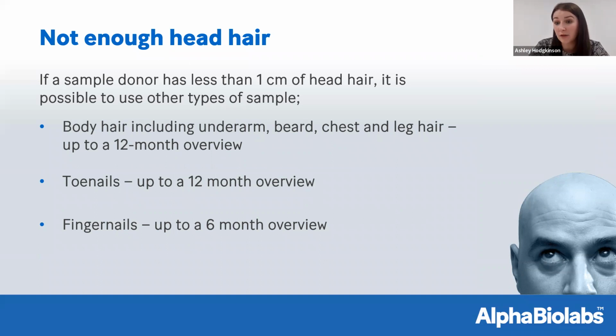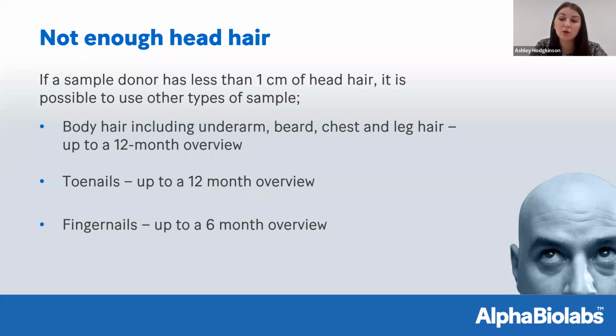But what happens if they don't have anything at all? Or if the sample that they have on their head isn't going back far enough as what you or the court would like? And we have 3 other options. So the first option is to collect a body hair sample. And we can take this from most places. I've listed a few here: underarm, beard, chest, leg, back, forearm, whatever your client is comfortable with.